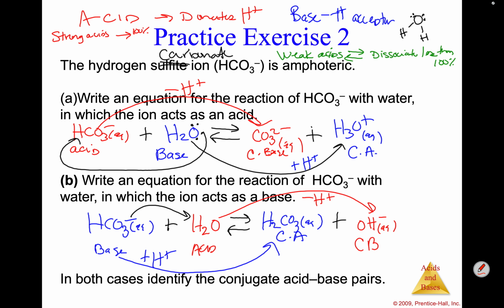So one really important skill that you all will hopefully learn this chapter is how to write an acid hydrolysis reaction and a base hydrolysis reaction. So you know what an acid is? It's a proton donor. You know what a base is? It's a proton acceptor. What do you think a hydrolysis reaction is? When you hear the word hydrolysis, what do you think of? Water. So a hydrolysis reaction is reacting something with water. And that's the focus of this chapter.